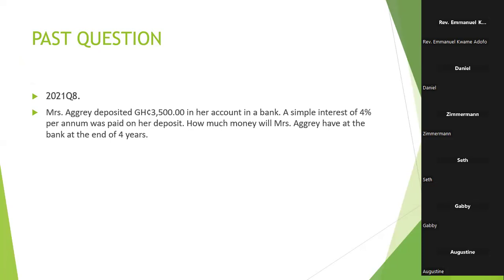Mrs. Agri deposited 3,500 cedis in her account in a bank. A simple interest of 4% per annum was paid on her deposit. How much money will Mrs. Agri have at the bank at the end of 4 years? So let's all try this. I didn't get a solution for this, so we'll be solving it together. Let's start work.